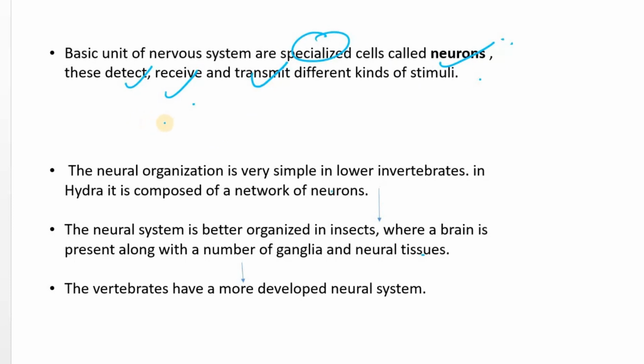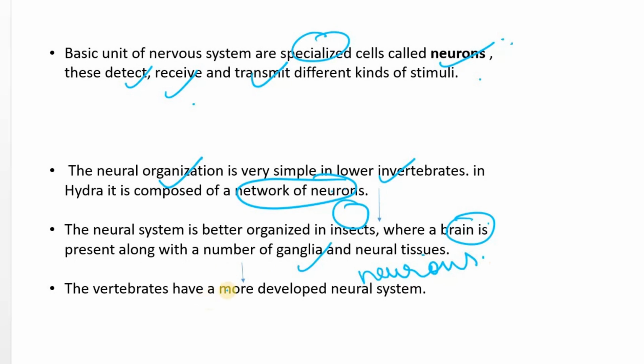Let's talk about the complexity of nervous system present in different animals. तो जो न्यूरल ऑर्गेनाइजेशन होता है लोअर इनवर्टिब्रेट्स में, जैसे कि हाइड्रा, it is very simple and only a network of neurons is present. However, in insects, a brain is also present along with a number of ganglia and neural tissue. Ganglia are the group of neurons. Of vertebrates में, it is a very developed and a complex nervous system present.